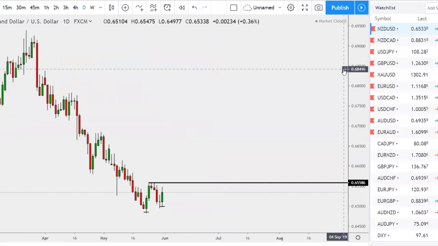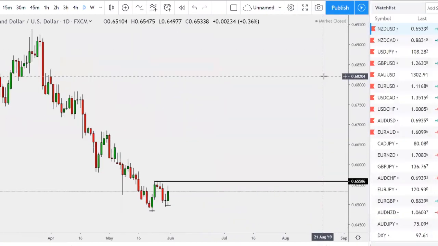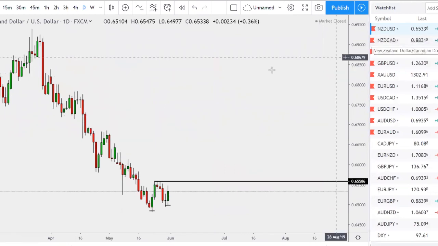So just a little summary of what we're going to be going over today. 10 pairs as usual. We'll be looking at New Zealand dollar USD, New Zealand dollar CAD, USDJPY, pound USD, gold, EURUSD, USDCAD, USD Swiss franc, Aussie dollar USD and euro Aussie dollar.